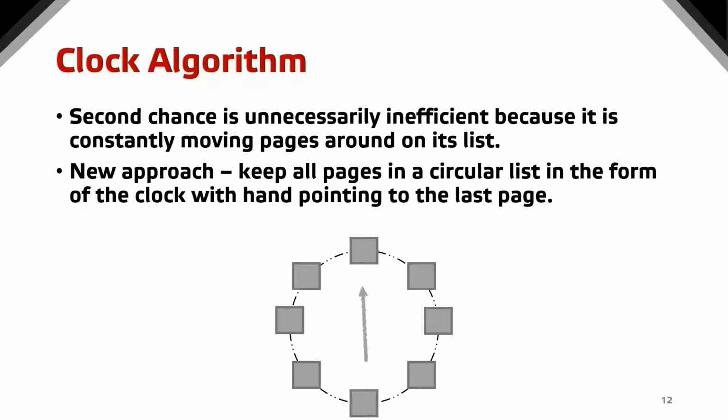Second chance is unnecessarily inefficient because it constantly moves pages around the list. So a new approach is introduced: keep all pages in a circular list in the form of a clock with a hand pointing to the oldest page.